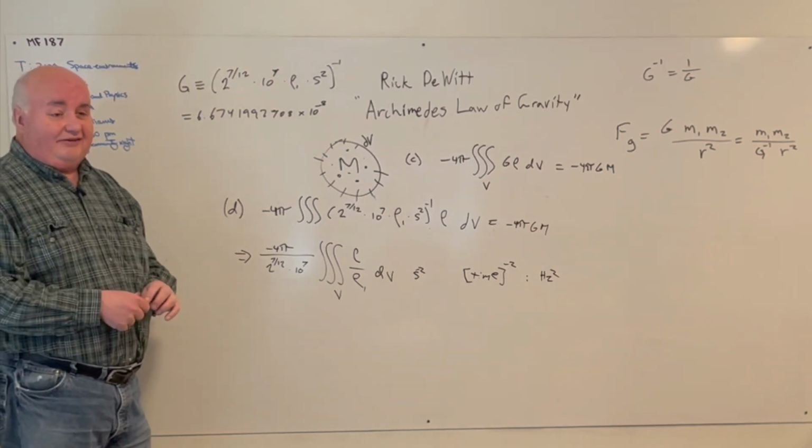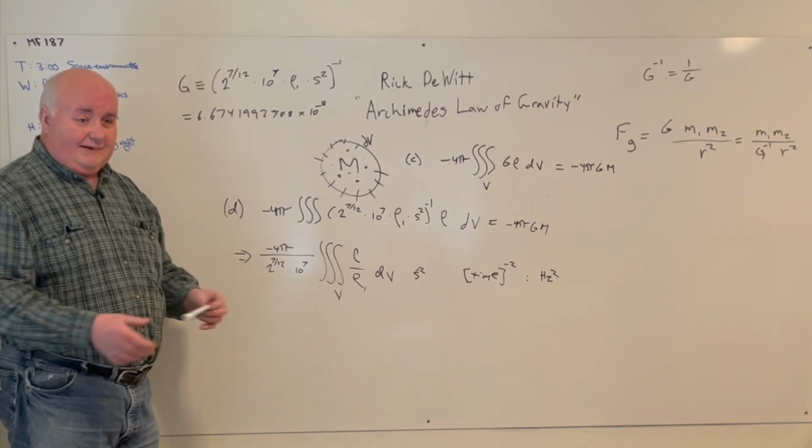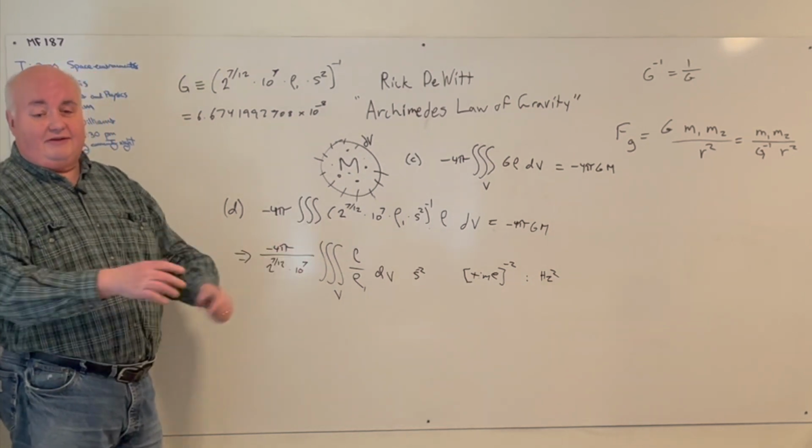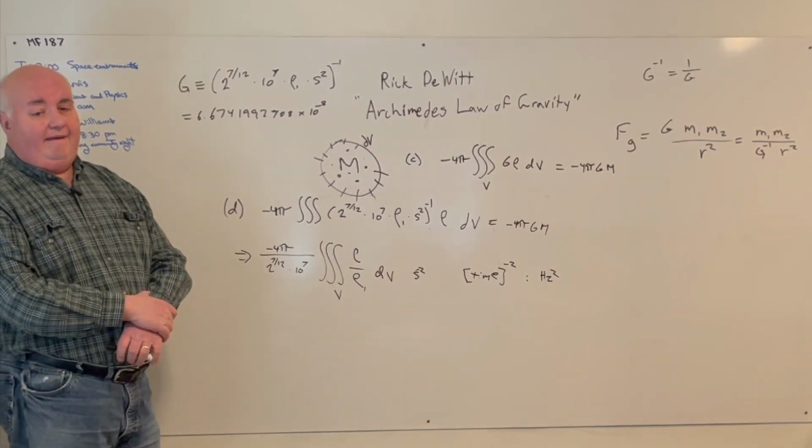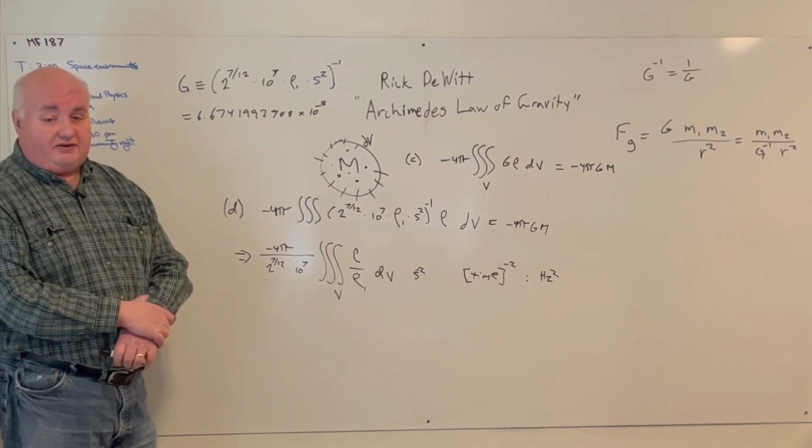So there's Archimedes' Law of Gravity. There we are. Any questions? The 12 was arbitrary, so what do you think about that now? It's still true that that's arbitrary.